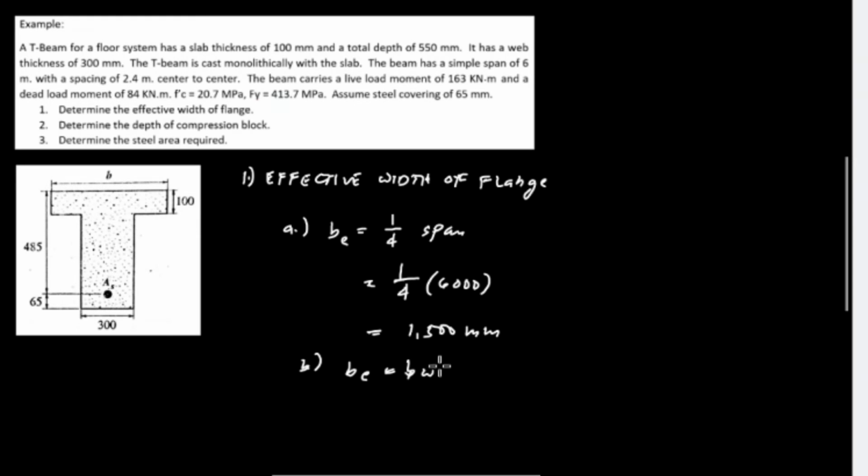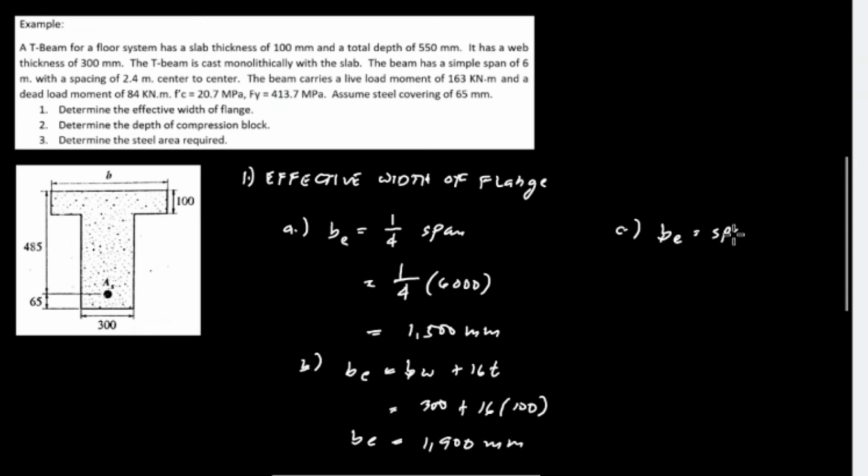B of the web plus 16 times the thickness of the slab. So BW is 300, plus 16 times the thickness of the slab, which is 100, and the total BE is equal to 300 plus 1600, or 1600 plus 300, that's 1900 millimeter. And C, B sub E, is the spacing of the beam from center to center.